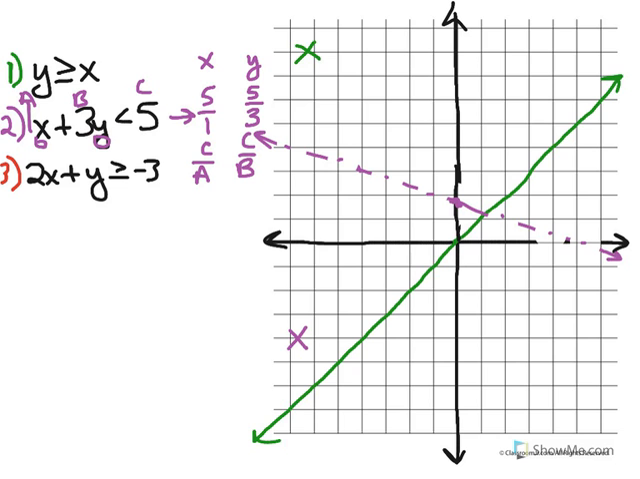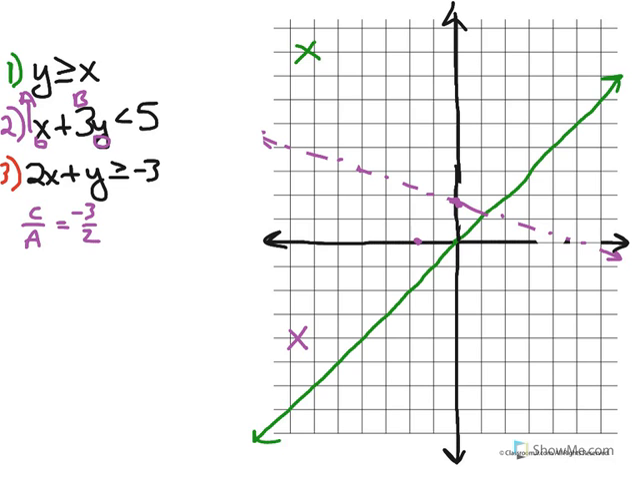Okay, now on to the third line. 2x plus y is equal to -3 is our boundary. We determined that we need a solid line. We need 2 points. As before, we can use the properties of lines in standard form to find our points. For C over A, we have -3 over 2. So our x-intercept is -3/2. That would be right here.